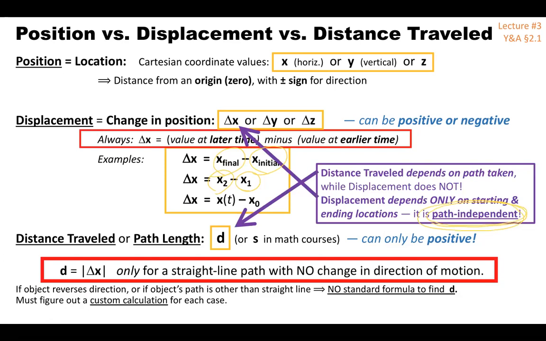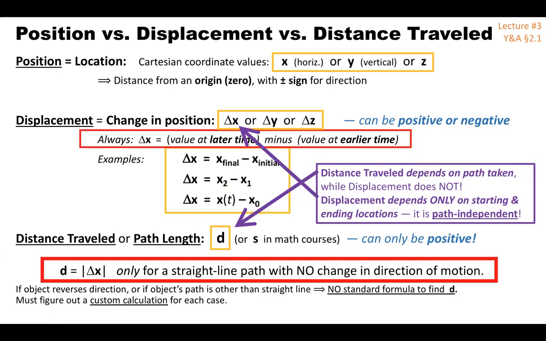It's independent of the path taken. All it depends on is the starting and the ending locations. Whereas distance traveled totally depends on the path taken, and as a result, it can be quite complicated to calculate.